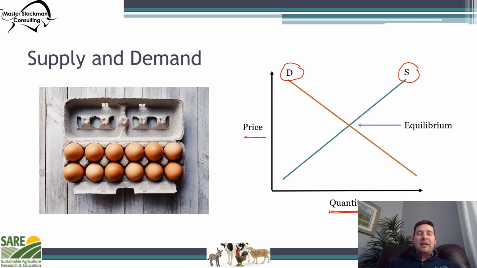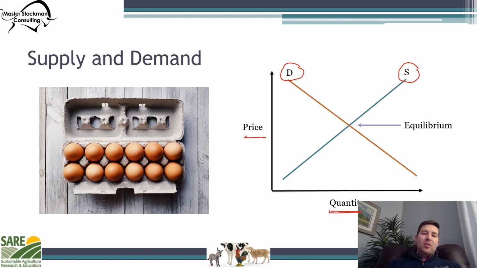Whereas if we look at the demand line, it's kind of the opposite. If price is really high, then people aren't going to want to buy that many eggs. So the demand for eggs is going to be lower. Now, if the price of eggs is really low, then there's probably going to be people that buy a lot more eggs. So the demand for eggs as the price goes down is going to get larger and larger.